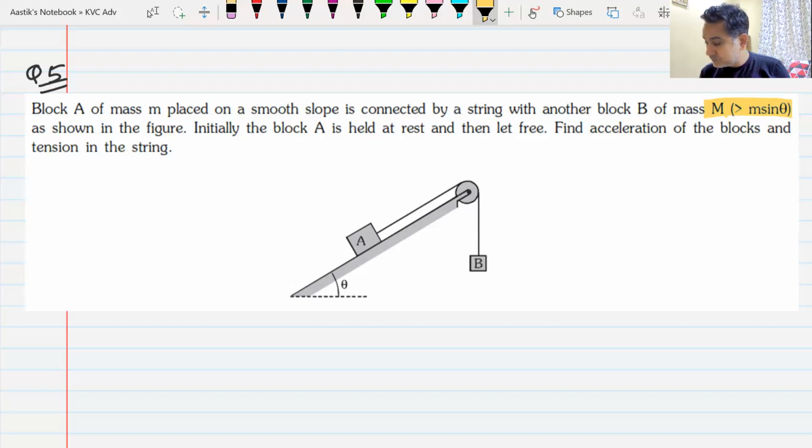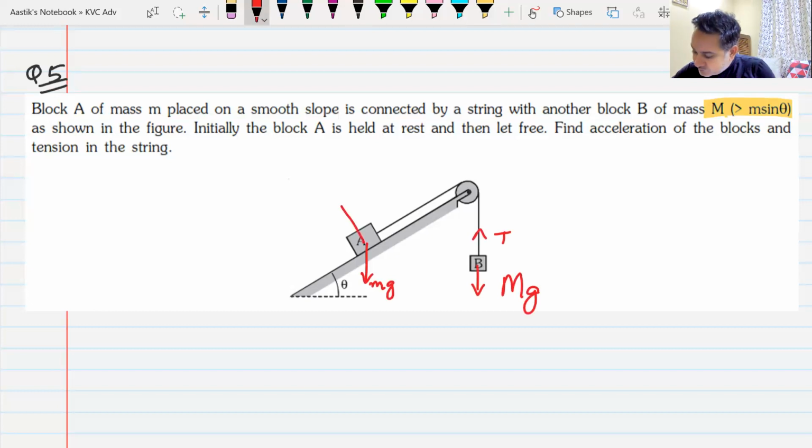Sir, block B moves downwards. Why does block B move downwards? Sir, their mass is greater than m sin theta, no, sir. Okay, so if I draw the free body diagram, capital Mg is here, T is here. If I draw the free body diagram of this, small m, g is here, N is here. Yes or no? Yes, sir.